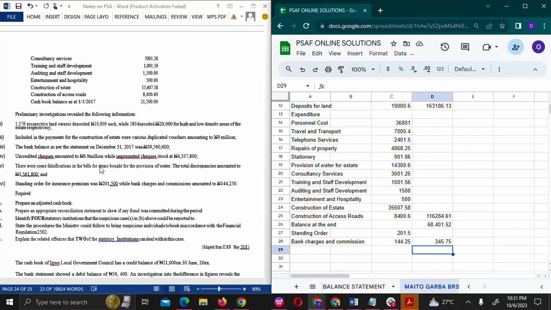I do. What you're trying to say is that, okay, fine, this standing order and bank charges are already executed by the bank in the bank statement. So I'm only trying to bring what is not in the cash book but is in the bank statement into the cash book.